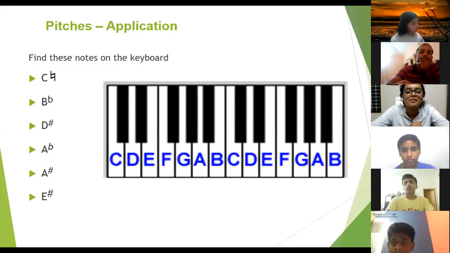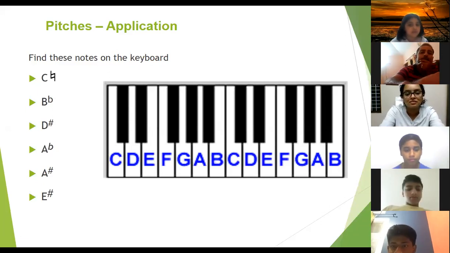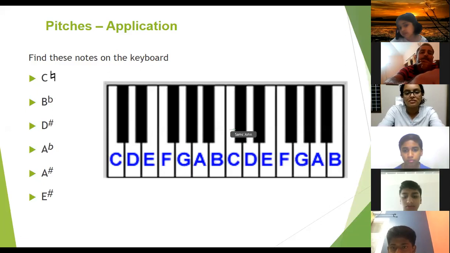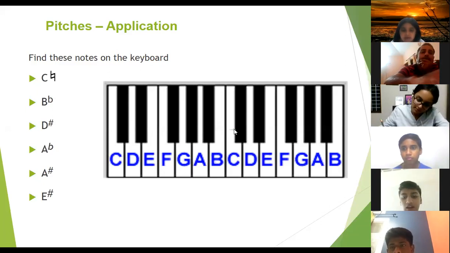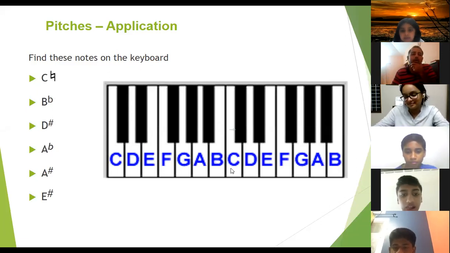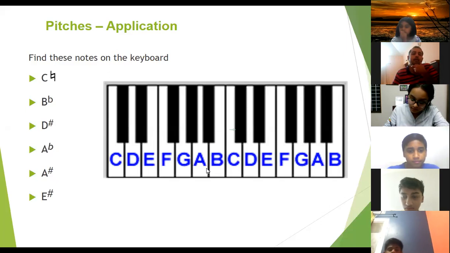B sharp is going to be C. Yes, C. Now all of you got some help. So B sharp is C. Okay, and next question. Sharp means you go up, even if it's a white or black key, it doesn't matter. You just go up.